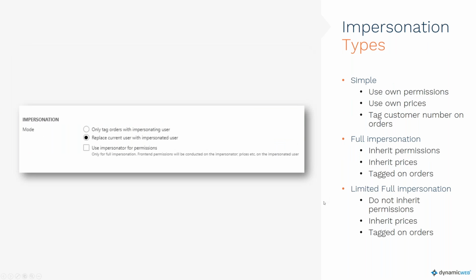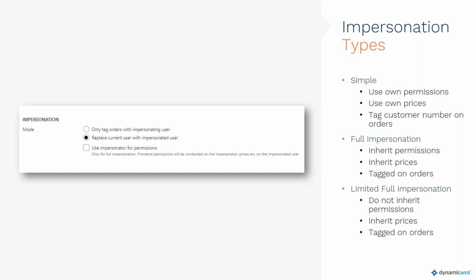There are different types of impersonation. There's a very simple one where, when you log in and impersonate another user, you would still have your own permissions from your original logged in user. And I will also get the prices from my own account. But when I place an order, the order will be tagged with my customer number on it. It's not a very common scenario. There are not a lot of our customers that use this setup.